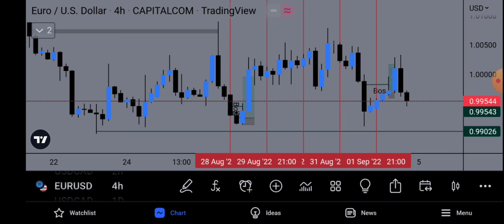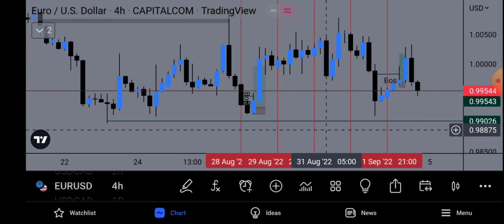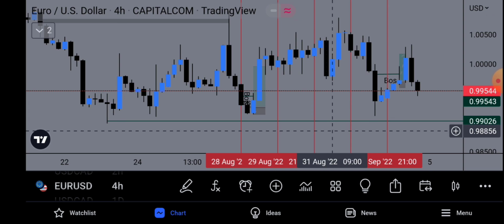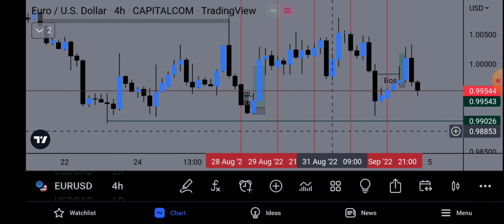So let's dive into Wednesday. Wednesday did not form the high of the day at 9, the time was like 5. But Wednesday ended up forming the low of the day by 9. This high was formed by 3, that is 1300, which is literally 1 p.m.